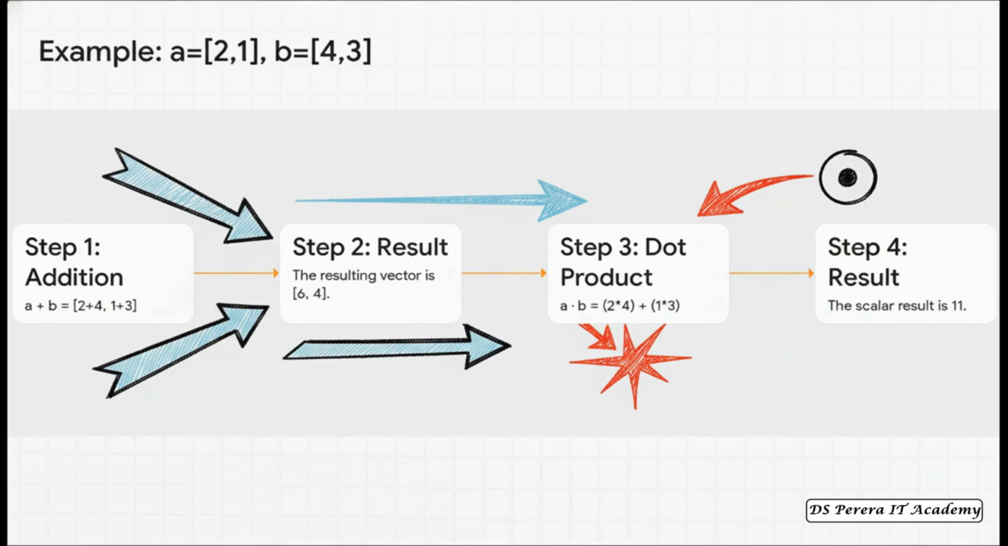We get 11. Now because this number is positive and not 0, it tells us that vectors A and B are generally pointing in a similar direction. These operations are absolutely crucial, so make sure you're comfortable with them.